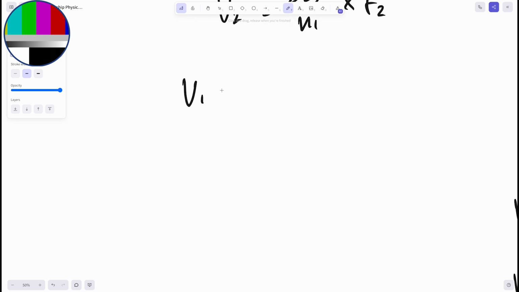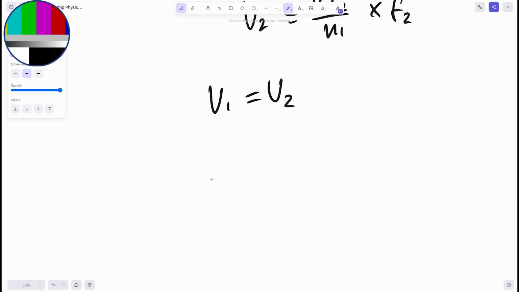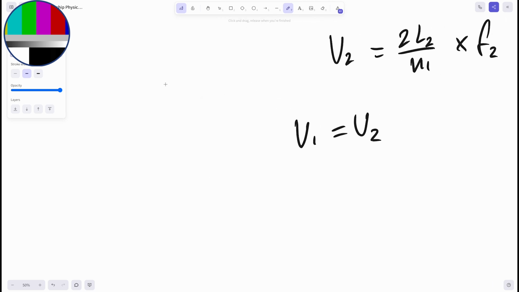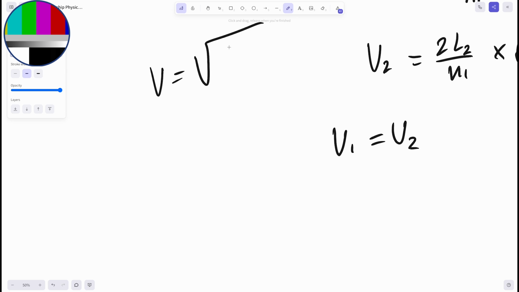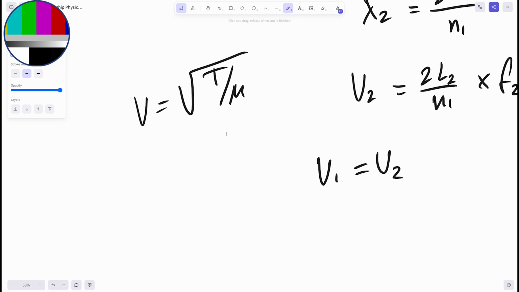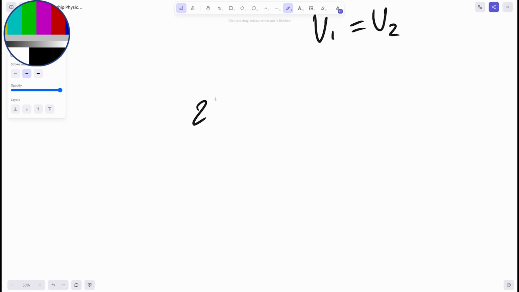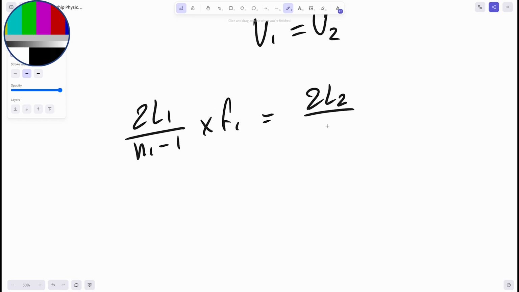Now our V1 is equal to V2. The reason for this is because they are made of the same material and have the same tension. And so therefore our V is equal to the square root of the tension over mass per unit length. If they're made of the same material, they will have the same mass per unit length. And as they have the same tension, the velocities will be equal. And so therefore, 2L1 all over N1 minus 1 times F1 is equal to 2L2 all over N1 times F2.